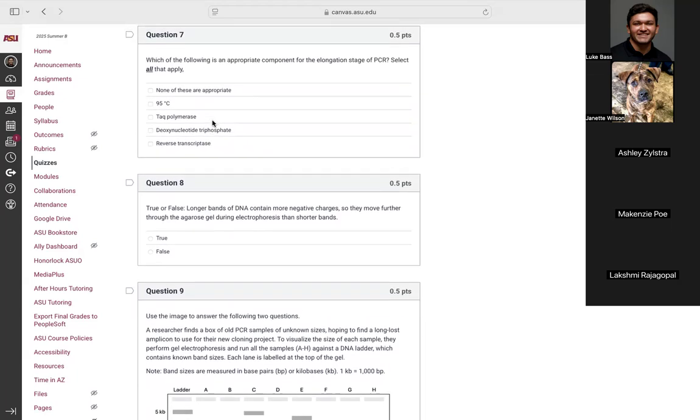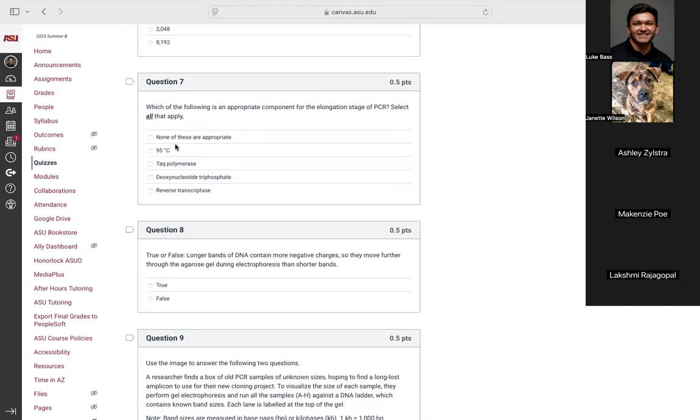Should we consider the temperature or is it too high for that third stage? Right. So the elongation stage is specific for a polymerase. So the polymerase itself, this Taq polymerase, it uses 68 degrees Celsius. So the 95 degrees is more for denaturing. Okay, thank you. Yeah, perfect. Then obviously reverse transcriptase is just another enzyme used for a different molecular cloning technique.